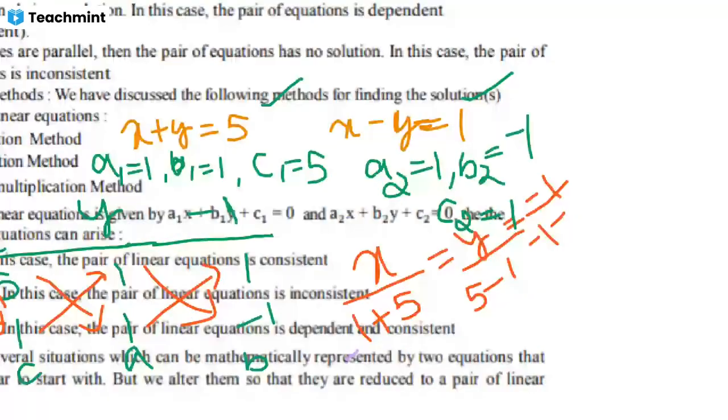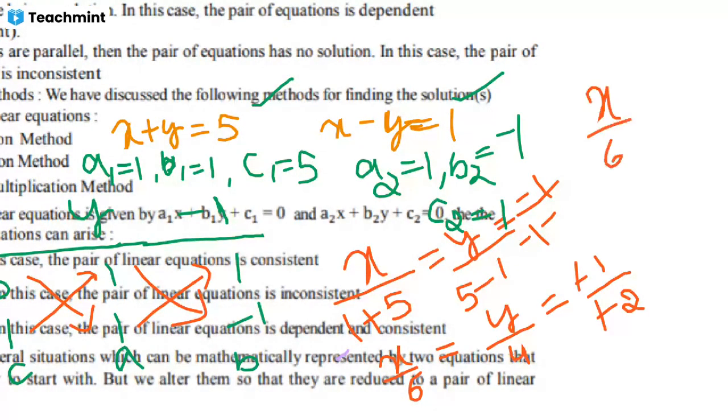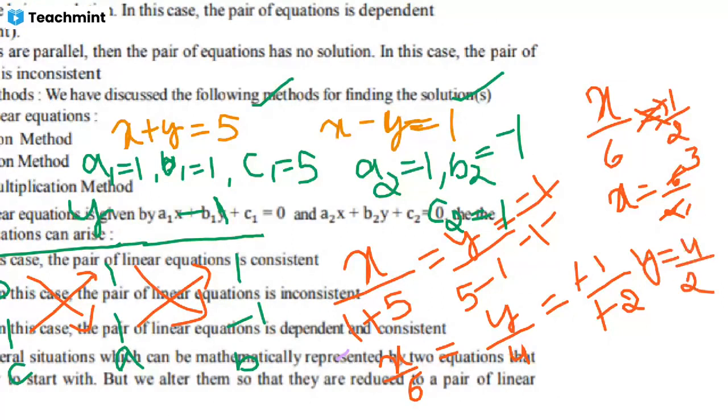So here x by 6 you will get, that is equal to y by 4, and that is equal to -1 by -2. So the minus sign gets cancelled. If you simplify, x by 6 is equal to 1 by 2. If you cross multiply this, x is equal to 6 by 2, 2 ones are 2, 2 threes are 6. So x value you are getting 3, and y is equal to 4 by 2. If you cancel this, y value you are getting 2.